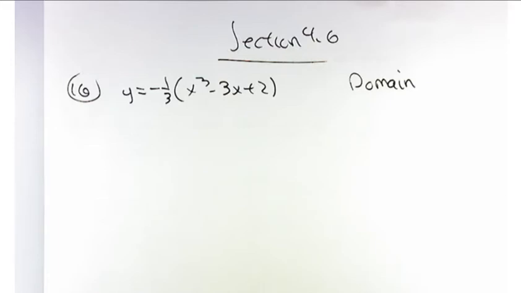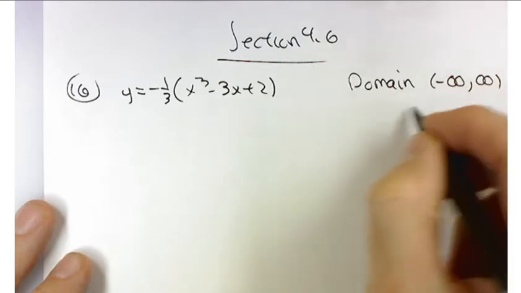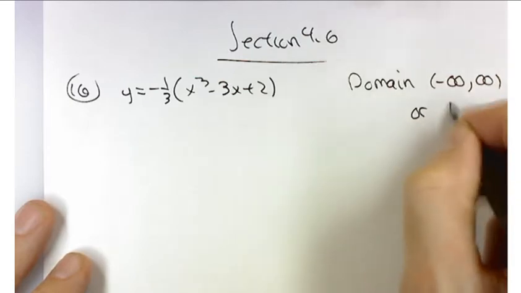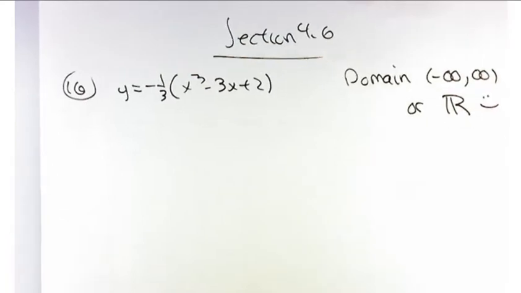So the domain is everything. You can write it as negative infinity to infinity, or you can write it as script R, like this. I like that one. Sometimes we give a bonus point for that one. With a polynomial here, it's not a rational function, so we're not going to get any vertical or horizontal asymptotes.